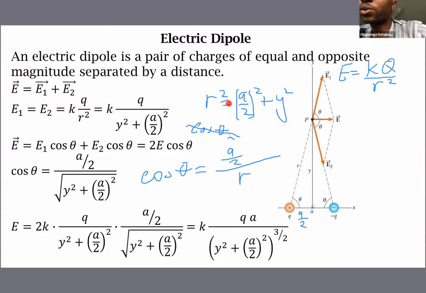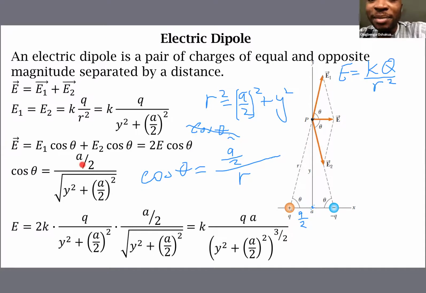R squared equal to (A over 2) squared plus Y squared is obtained by Pythagoras theorem. They taught me the Pythagoras theorem in primary school. This is R, this is A over 2, and this is Y. So Pythagoras theorem tells us that the opposite squared plus adjacent squared will give us hypotenuse squared. So let's move forward, please.